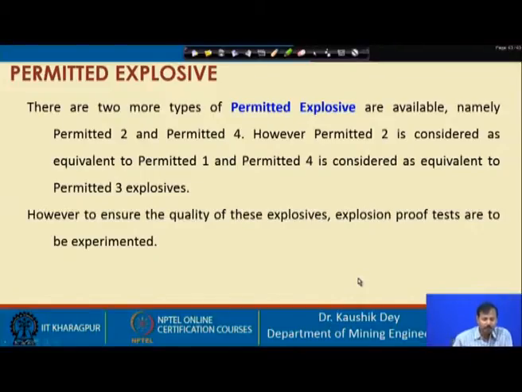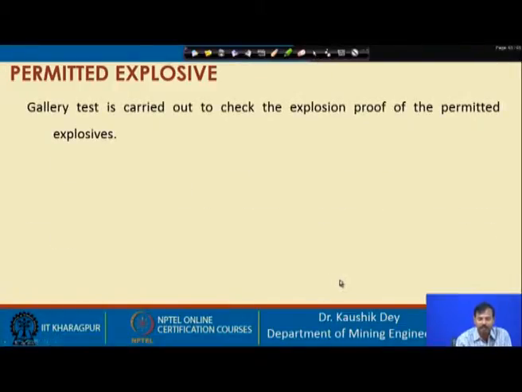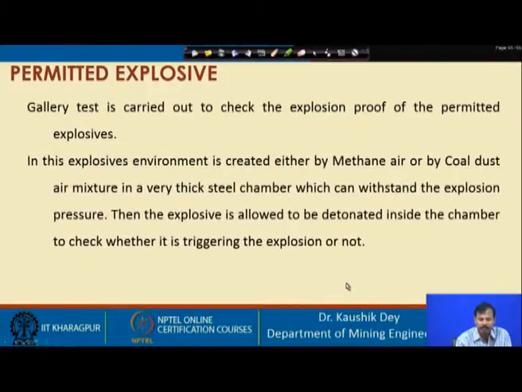But the problem is how this permitted explosive can be certified, that these explosives are of the desired quality, having the desired quantity of quenching material, and that those quenching materials are performing well. For this, explosion proof tests are required, and these are described as the gallery test and the incendivity test.